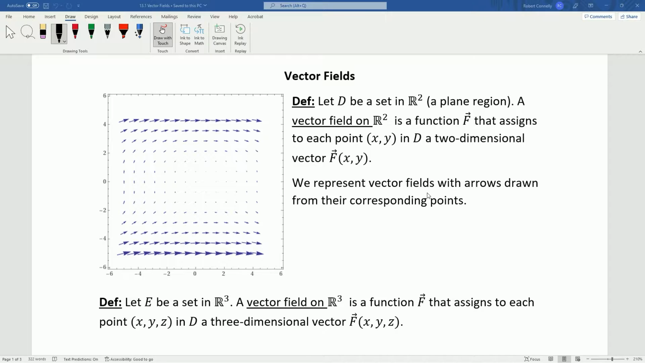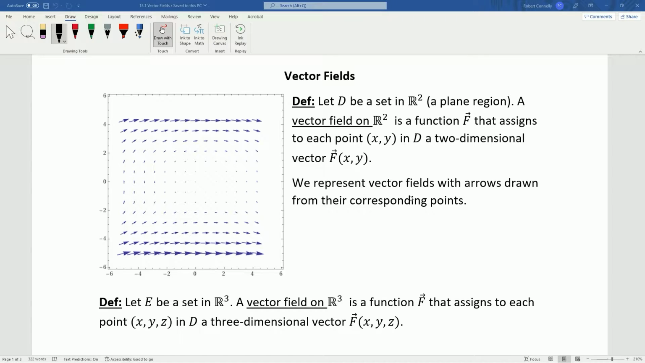So let's start out with a definition. Let D be a set in R2, that's a plane region. A vector field on R2 is a function f that assigns to each point x, y, in D a two-dimensional vector f of x, y.